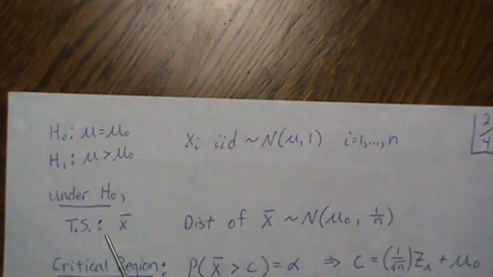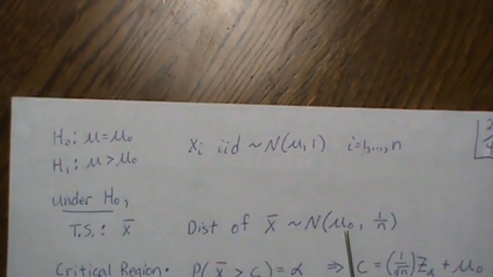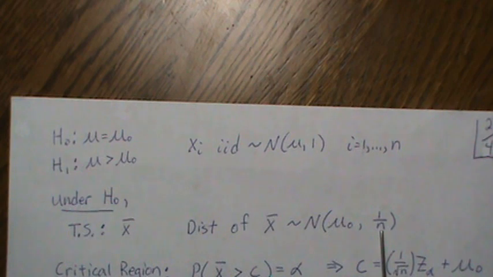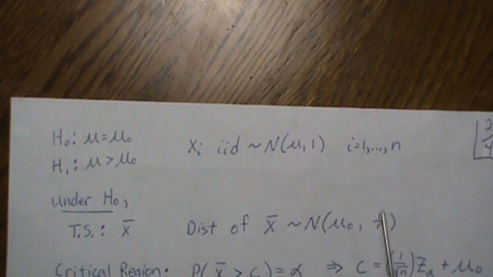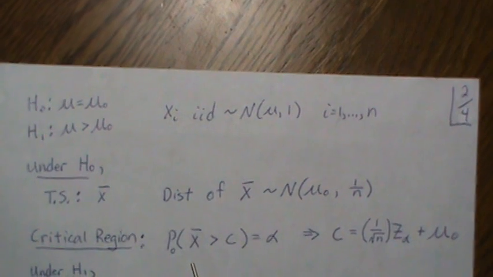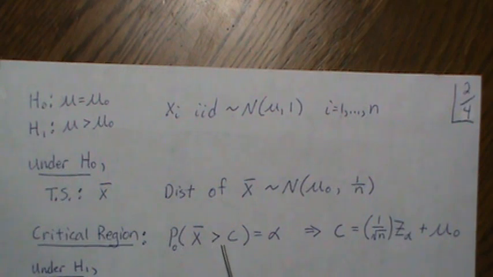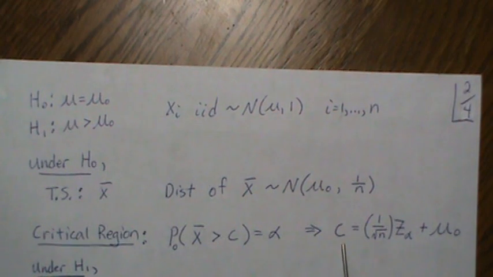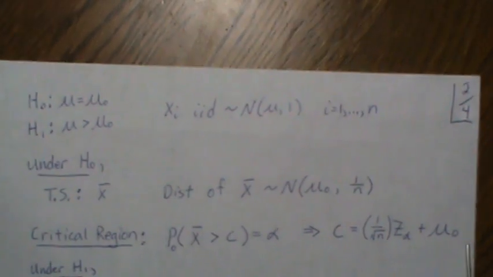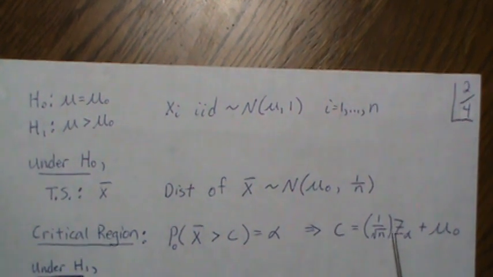Now, our test statistic is still the same. So the distribution of X bar is normal, mu naught, and 1 over n, right? But when it was sigma, then it was sigma squared over n. But since the variance is 1, it's 1 over n. So the critical region is the same. So the probability under the null hypothesis that we reject the null, which is X bar greater than some constant, we want that to be alpha. That implies, going through the same calculations as before, that C is equal to this. And the only difference from before is that this was a sigma.